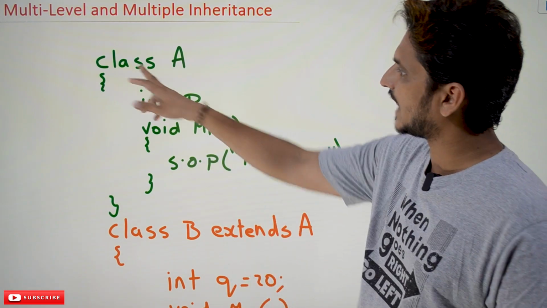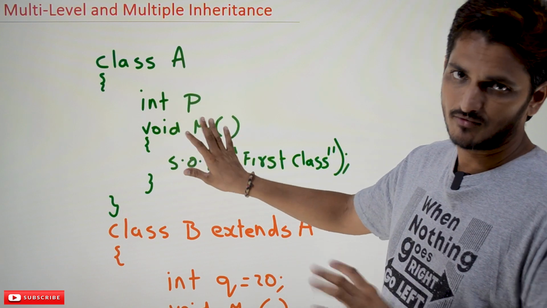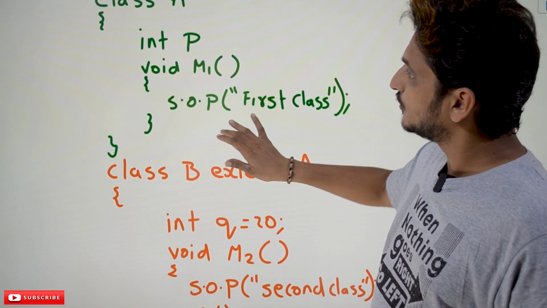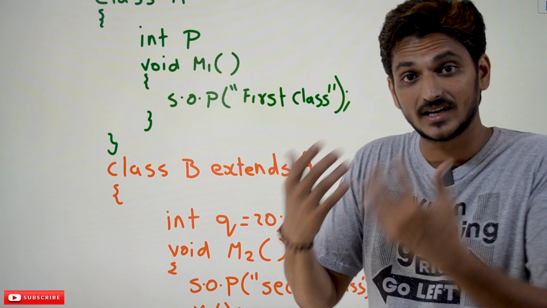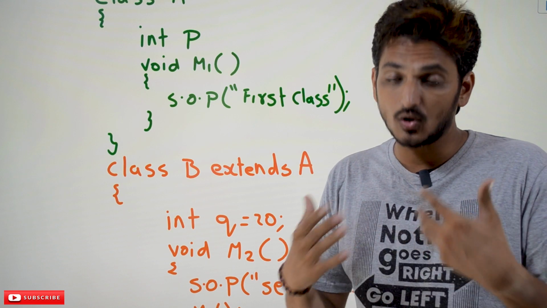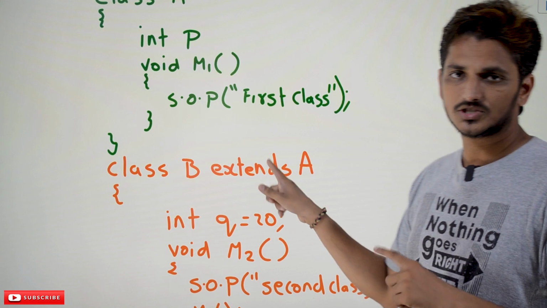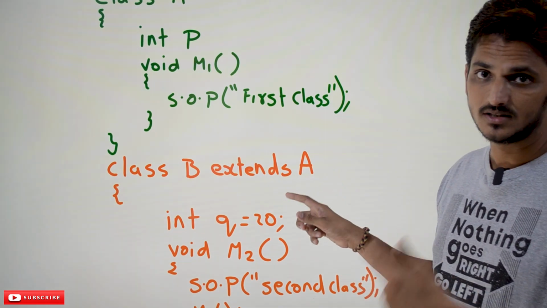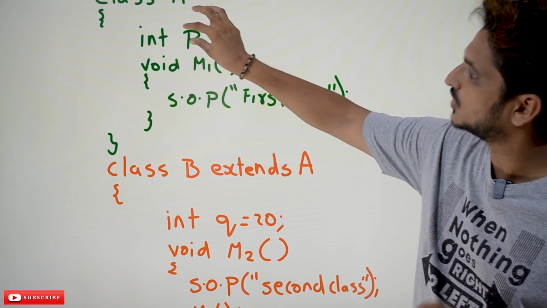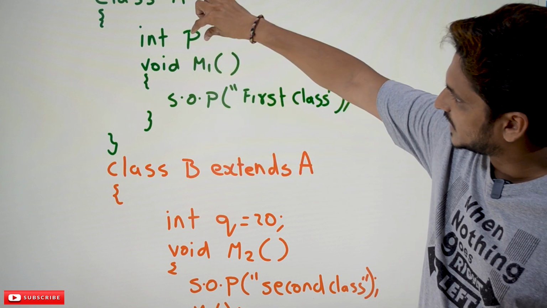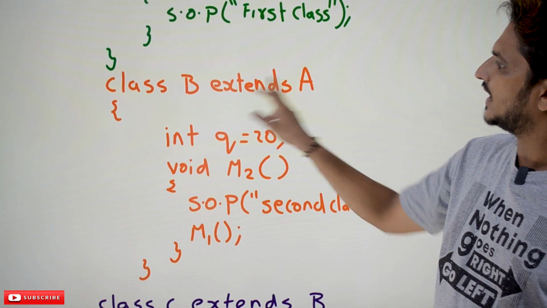What's inheritance? Class A. In this class, we have an instance variable and a method M1. And if you want to use the properties present in this class, we extend that class. That is the concept of inheritance, which we discussed in the last class. Class B extends A. Whenever you write this, you are inheriting the properties of A, meaning you can use the instance variables and the methods present in this class. So class B extends A.